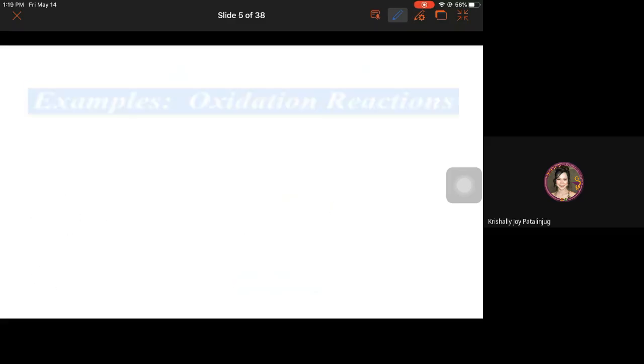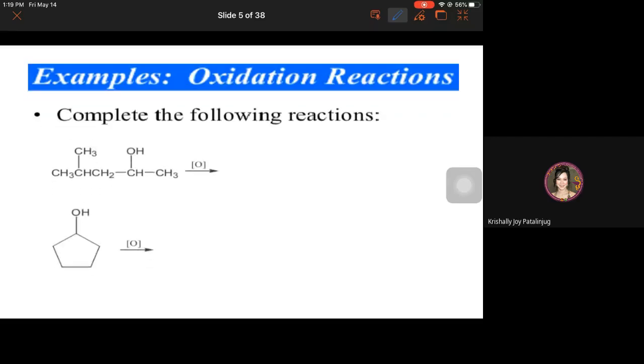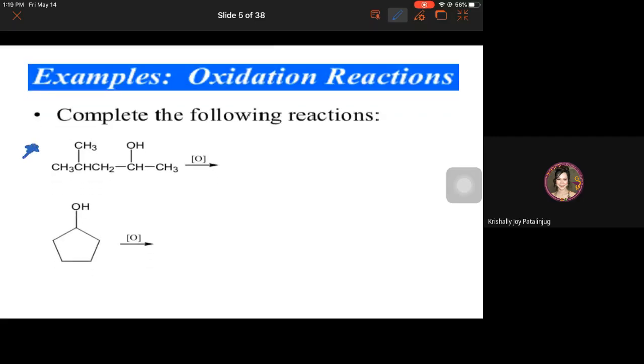Okay, so this one is for alcohols. Tell me, what is this type of alcohol? Primary, secondary, or tertiary? What is the type of alcohol? Very good.